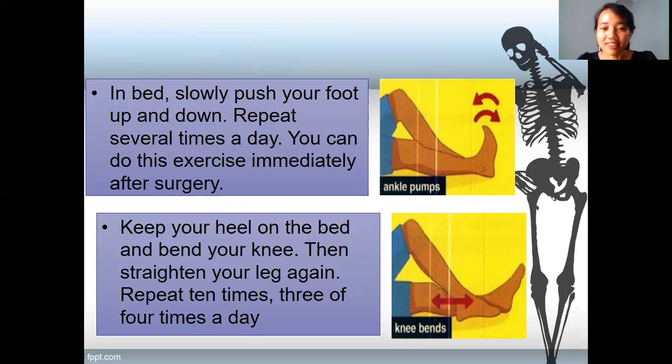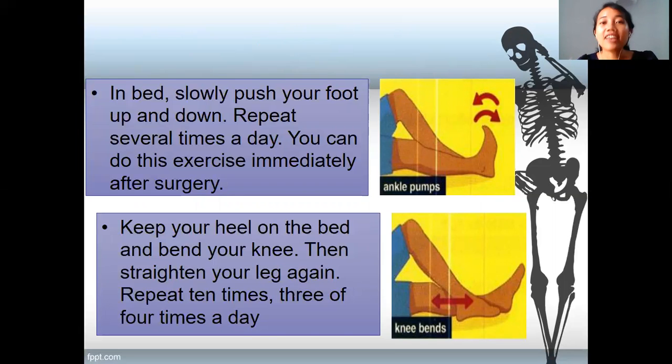Or knee bend. Knee bend means keep your heel on the bed and bend your knee. Oke, jadi dilipat lututnya. And then straighten your leg again, kembali diluruskan. Jadi repeat 10 times.